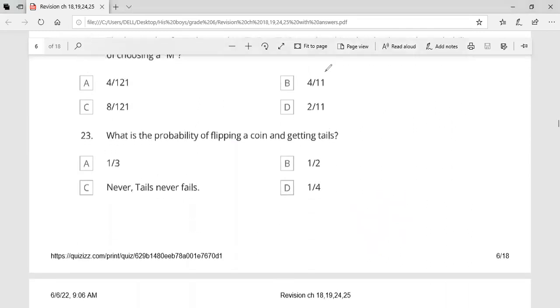Here is a probability question: what is the probability of flipping a coin? You know the coin has head or tail. We have 2 choices. You pick one choice, 1 out of 2. So the probability is 1 out of 2, and so on. The next one.